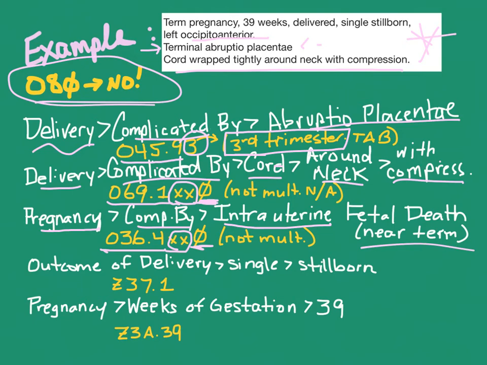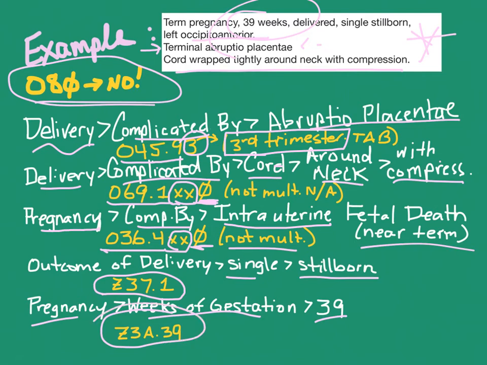And then, because again, this is not a multiple, outcome of delivery, single, stillborn, Z37.1. And then we also had the weeks of gestation documented up here, pregnancy, weeks of gestation 39, Z3A.39.